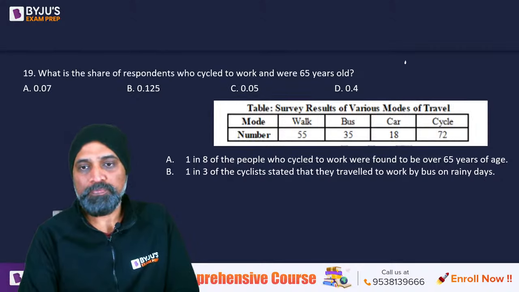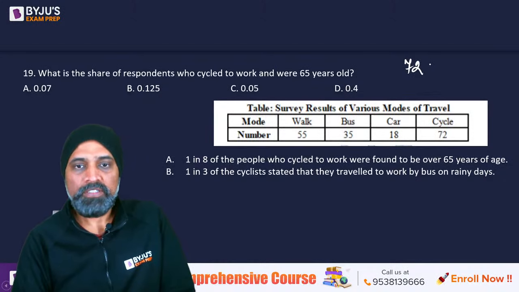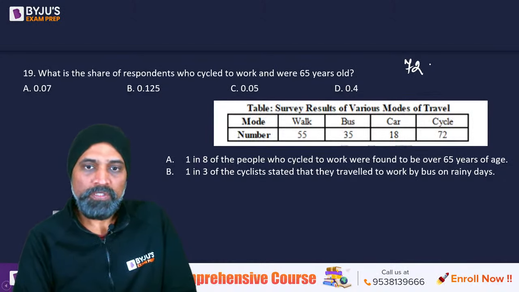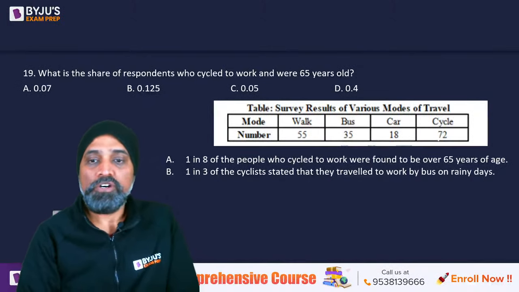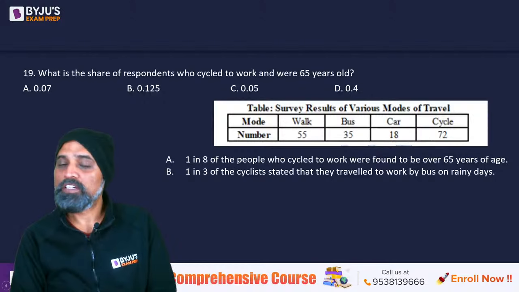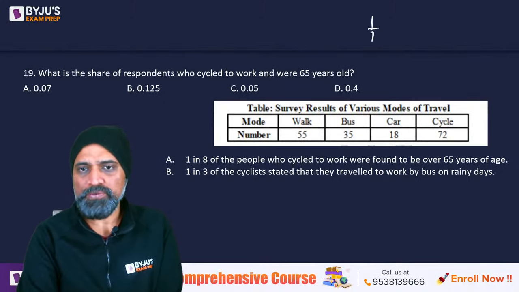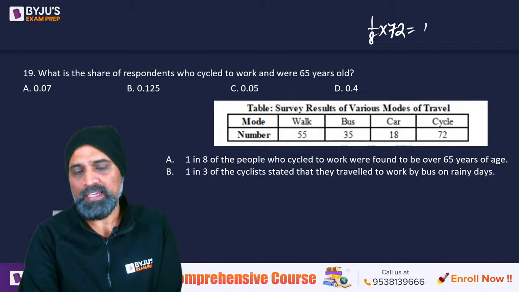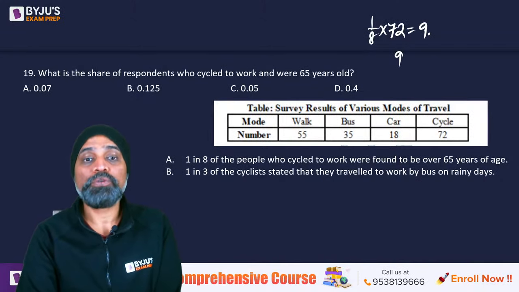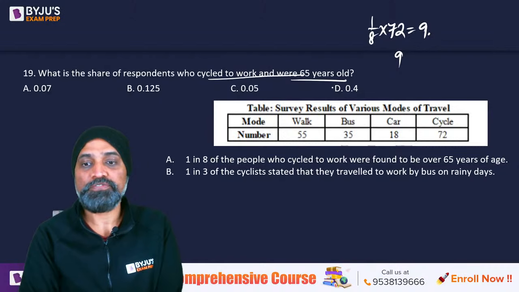So 72 people cycled to work and were 65 years old. Okay, so how many people went? 1/8, right? 1/8 of 72 is going to be 9. So there are 9 people who cycle to work and were 65 years old.